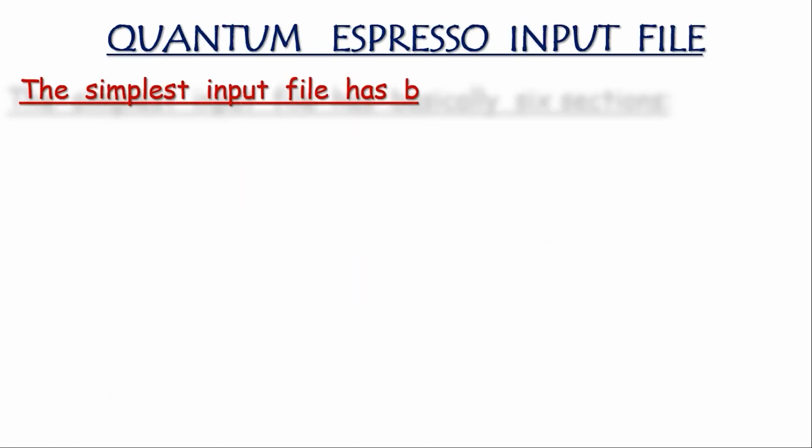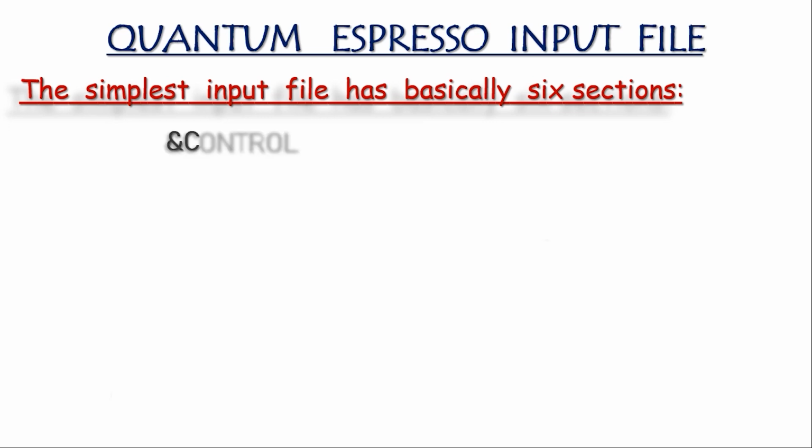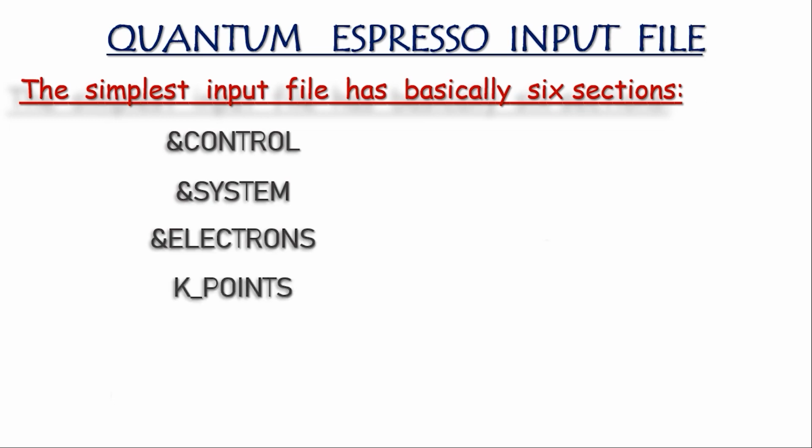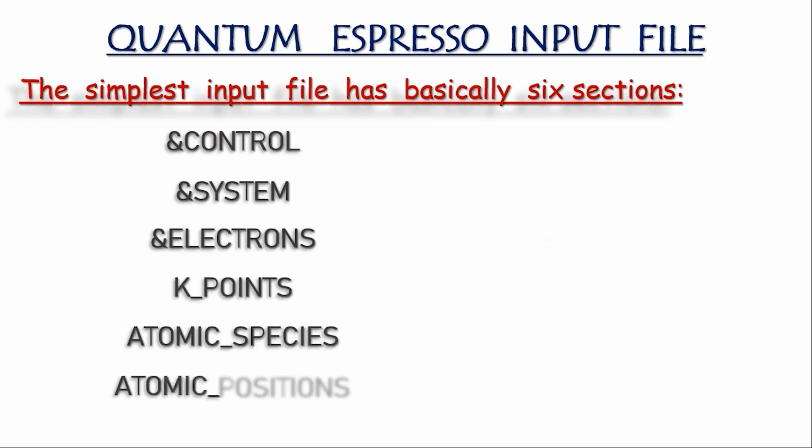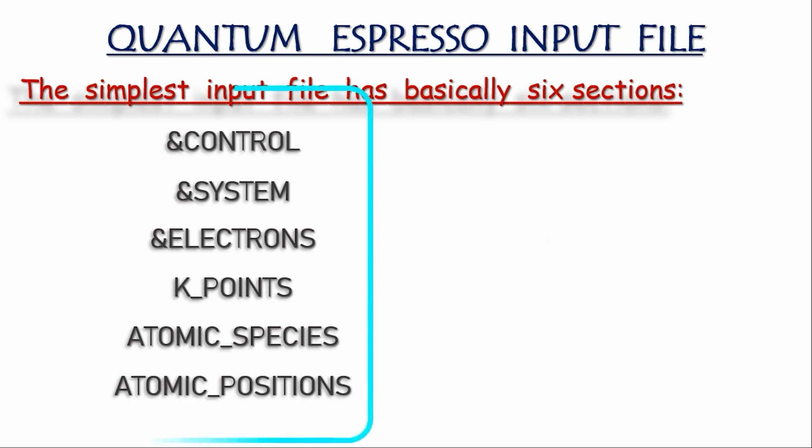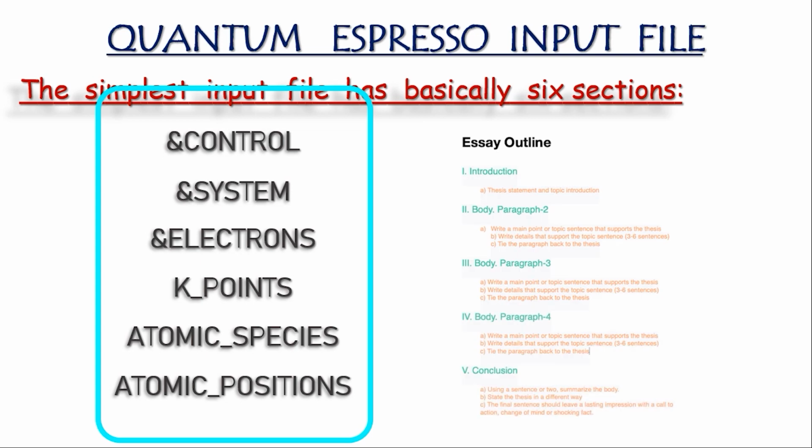The simplest input file of Quantum Espresso has basically 6 sections. These are &control, &system, &electrons, K points, atomic species, and atomic coordinates. Okay, these are just 6 sections. So in your input file, these 6 sections will be there. If you are totally new to Quantum Espresso, you can think of these as different paragraphs. So you are writing an essay. Let's say your input file is an essay, and your 6 different paragraphs will be these.